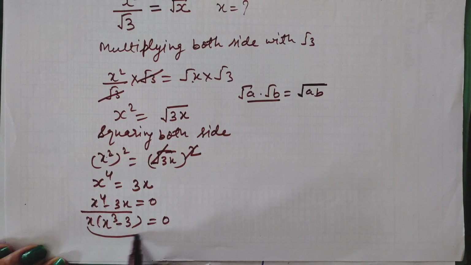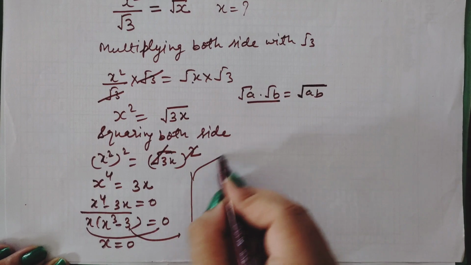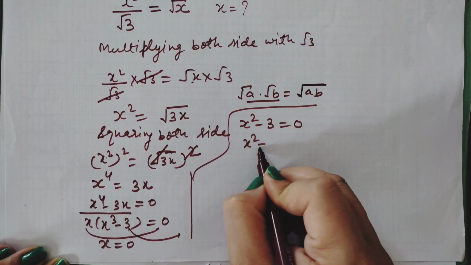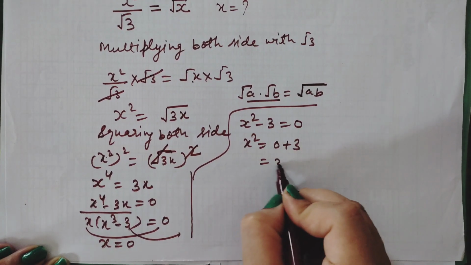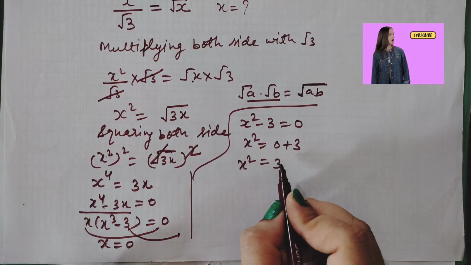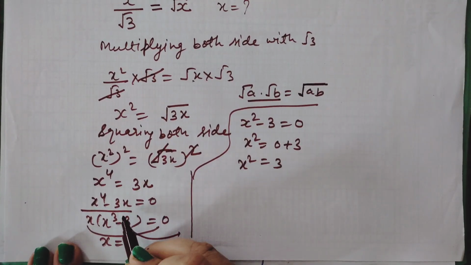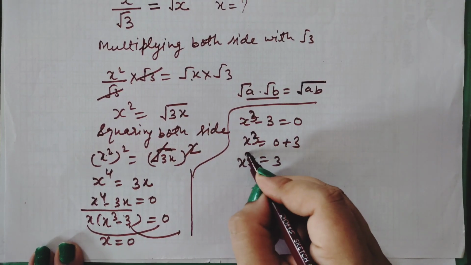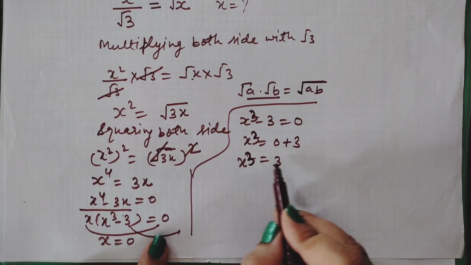Now you can see one x value is 0, and for the other x value, the term is x cube minus 3 equal to 0. So the minus 3 goes to the right hand side, it will be plus 3, so x cube equals 3. One minute, by mistake I have written square, it is x cube, so please correct it. x cube equals 3.